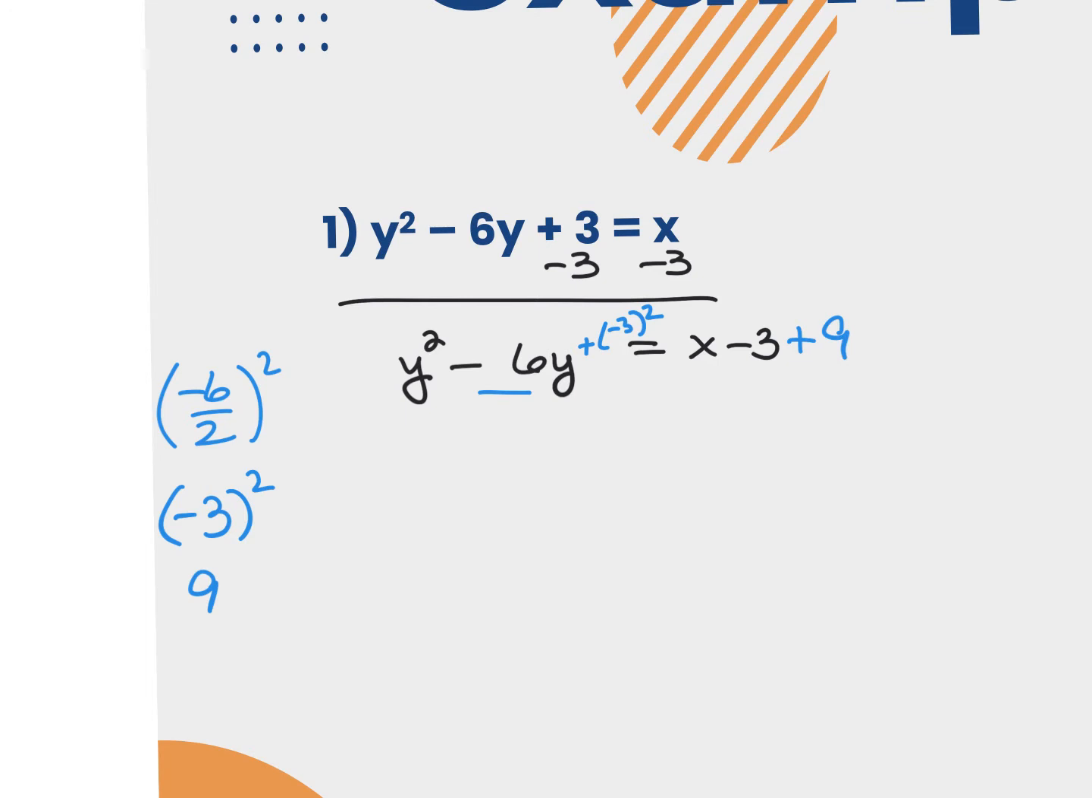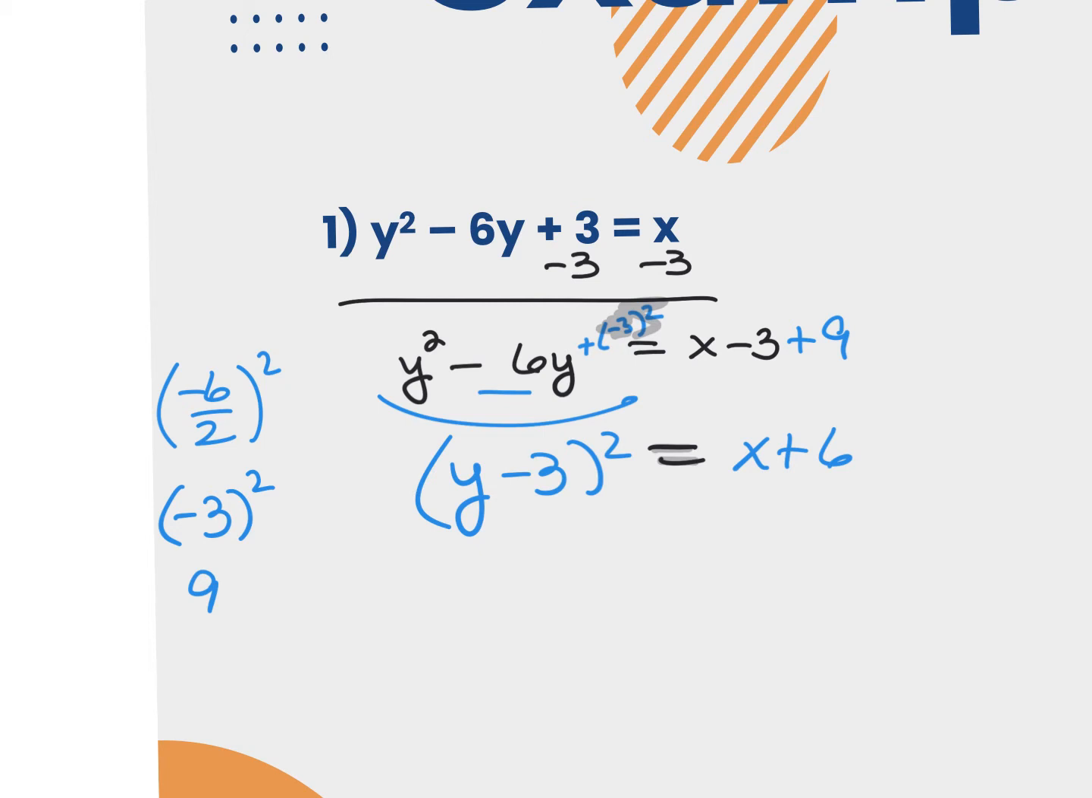Now I need to factor this trinomial. And again, the reason why I leave it as negative 3 squared, this tells me the binomial that it becomes. I just take what was here and put it right here. And then now I have to do the math on the other side. I need to combine my negative 3 and 9, and then this becomes x plus 6. And now I have it in the standard form. And I'm done.